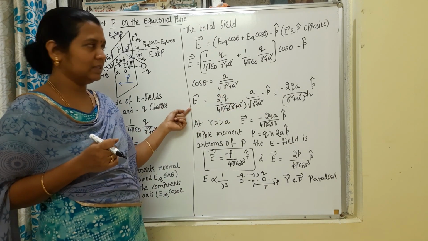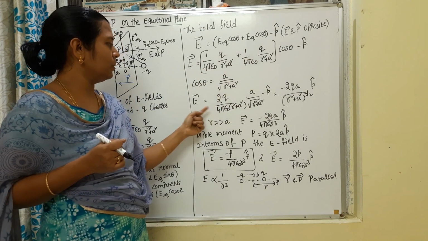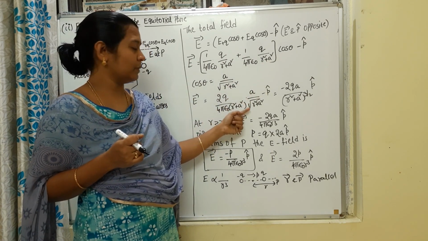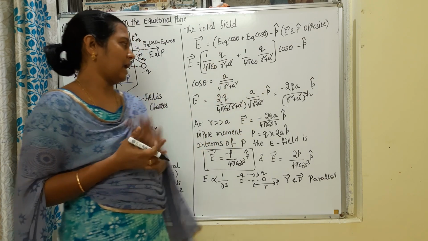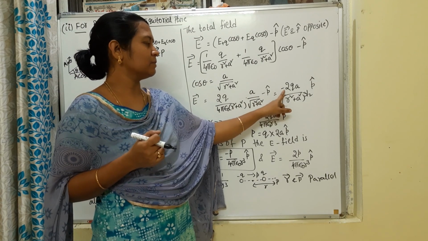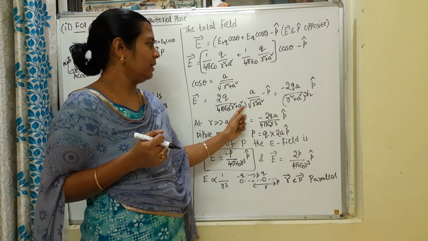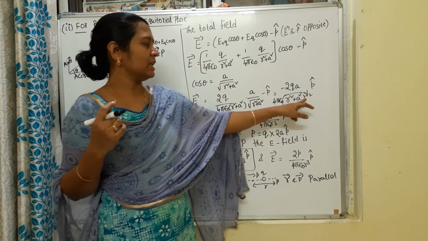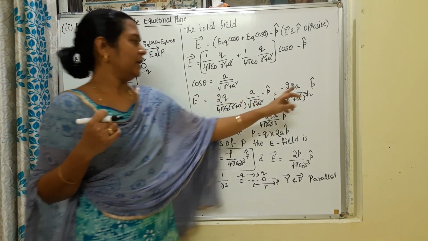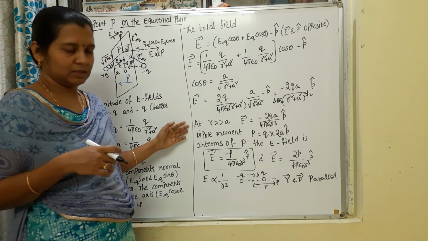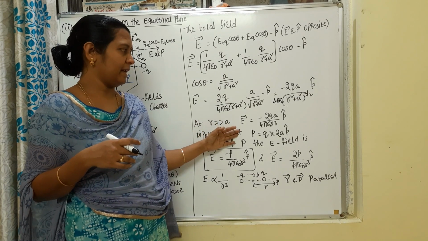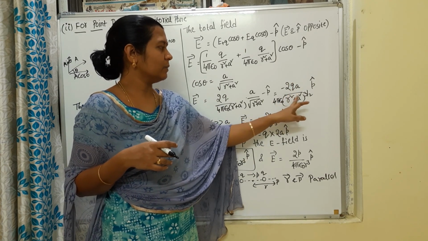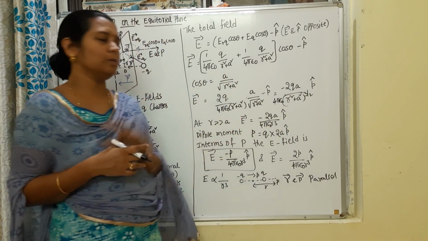Now the total electric field is nothing but, adding these two, 2q by 4 pi epsilon naught times (r square plus a square), and the cos term is nothing but A by square root of r square plus a square, minus p cap. So by rearranging we can write it as minus 2qa by 4 pi epsilon naught (r square plus a square) whole power 3 by 2, into p cap. Right. So for larger distances, the electric field can be written as minus 2qa by, so a can be neglected, r square whole power 3 by 2, so this will become r cube.